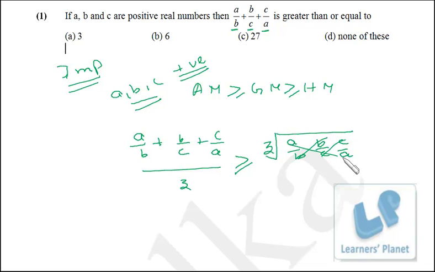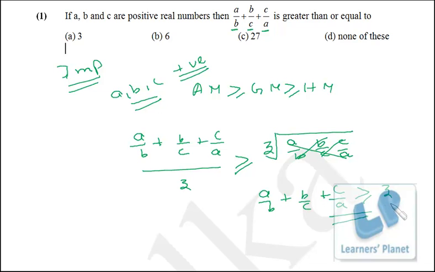So precisely A by B plus B by C plus C by A by 3 is greater than equal to cube root of 1. So precisely this is 1. So A by B plus B by C plus C by A is greater than equal to 3. Okay, so the minimum value of this expression is always greater than equal to 3. If A, B, C are unequal, then A by B plus B by C plus C by A will be greater than 3, right? So minimum value of this expression is 3.